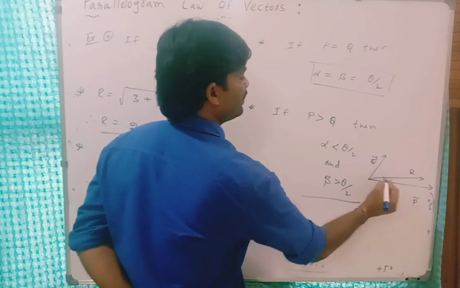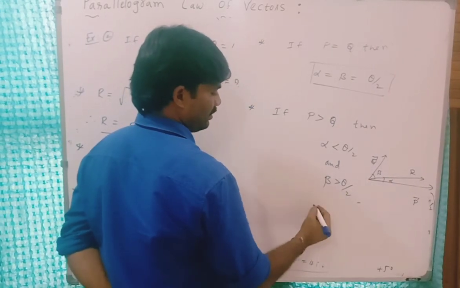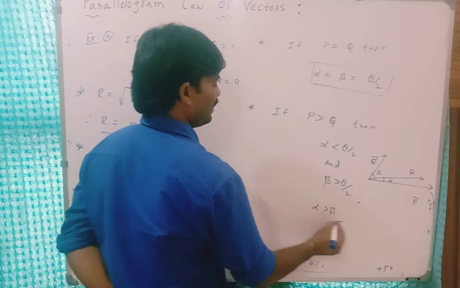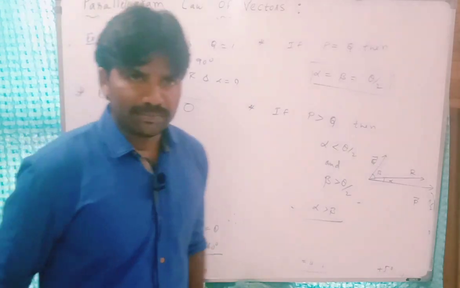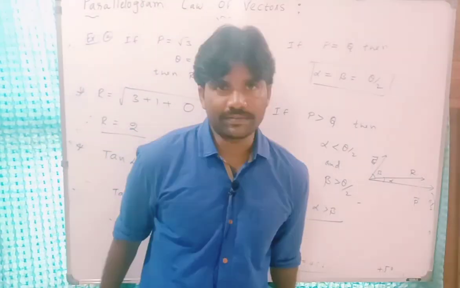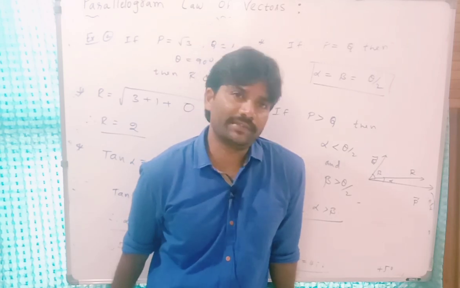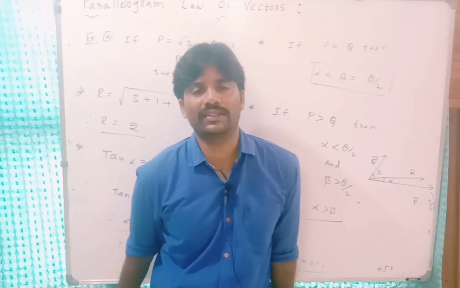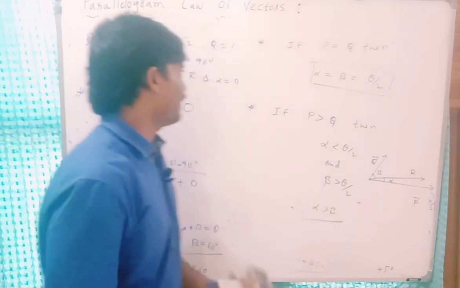This is alpha, this is beta. So here it means what? Alpha is less than beta, I mean the resultant is closer to the larger vector. So you should remember that the resultant of two vectors is always closer to the larger vector. If the vectors have the same magnitude, the resultant lies exactly in the middle. Clear?